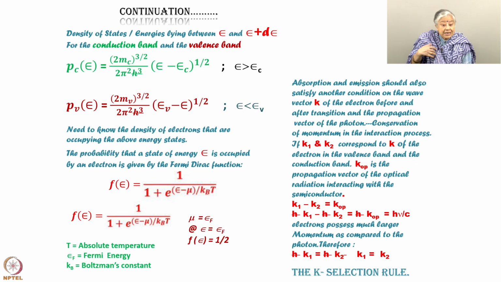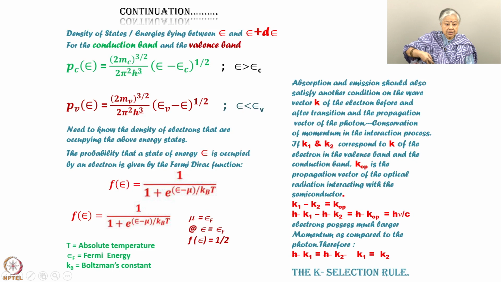Now, to know the density of electrons that are occupying the energy states, the probability that the state of energy E is occupied by an electron is given by the Fermi-Dirac function. Just getting the density of states is not enough. You have to know whether the electrons are occupying that state also or not. We have the Fermi-Dirac formula, which gives you the probability of occupancy of those states which exist in the conduction band.